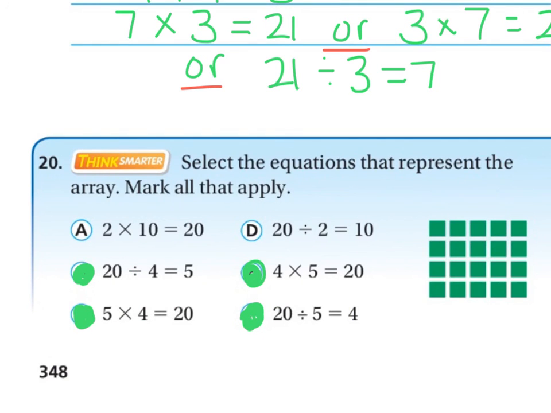The answers to number 20 are B, C, E, and F. A and D do not represent the array, although they both show the 20 total tiles that we see in the array. I don't see 2 rows. So these 4, B, C, E, and F, are the answers.